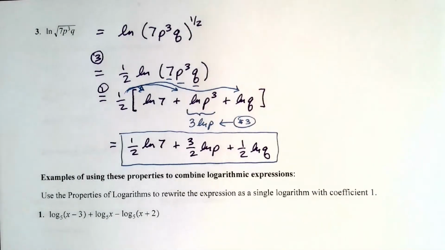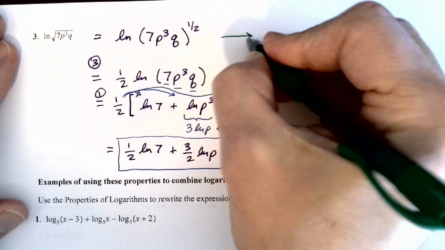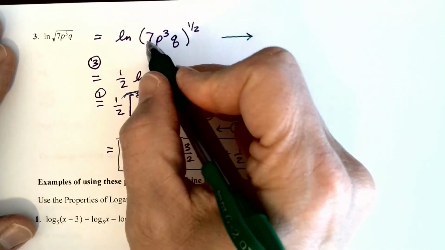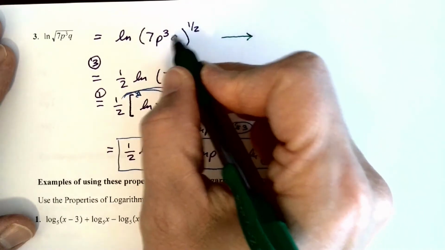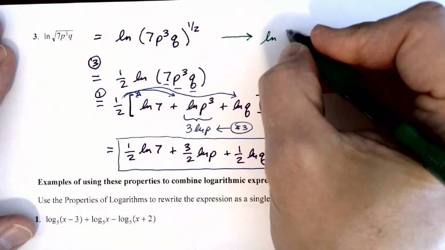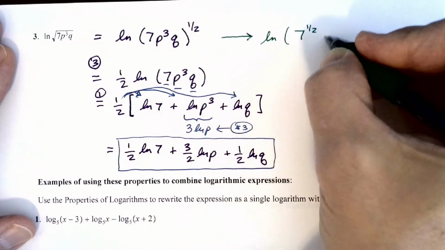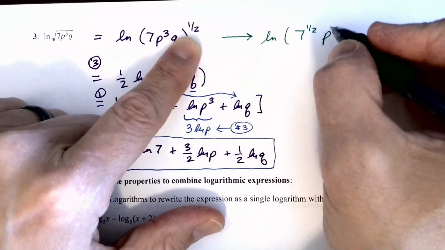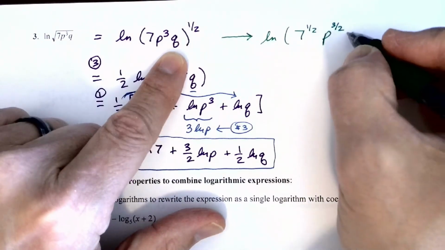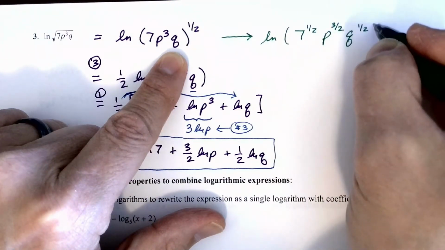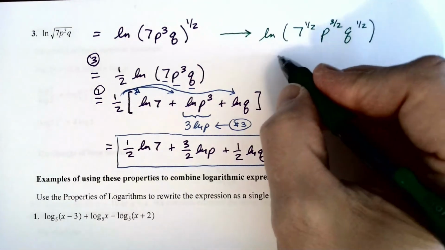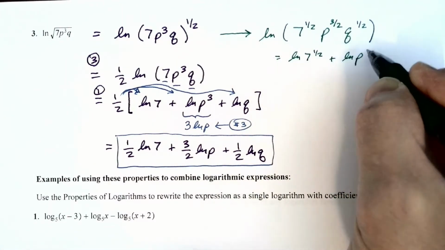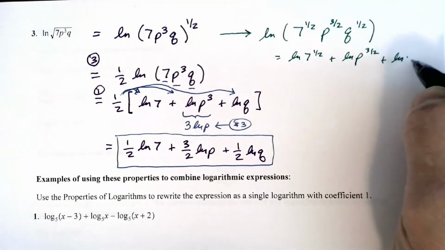fully expanded. Now, another way of getting to this result is if I had gone ahead before using that property 3 and just said, well, a product raised to an exponent, I can distribute that power, right? So this would be 7 to the 1/2, p what? Cubed times 1/2, right? Because I multiply exponents, p cubed to the 1/2 power is 3 times 1/2 is 3/2, and then q to the 1/2, right? And then you can see right away what's going to happen. Then I can write this as natural log of 7 to the 1/2 plus natural log of p to the 3/2 plus natural log q to the 1/2.